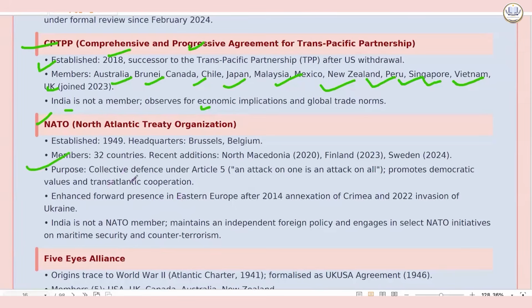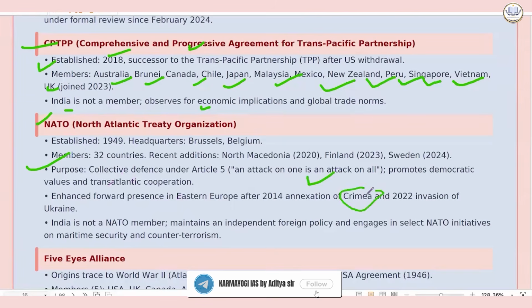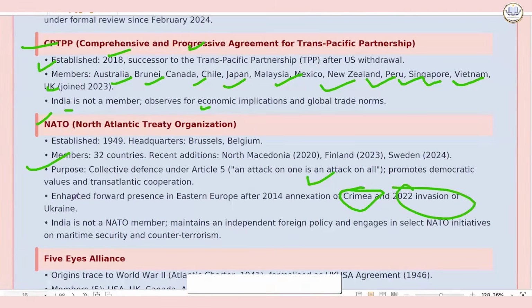Purpose is collective defense under Article 5. An attack on one is an attack on all. This is the most important part. It promotes democratic values and transatlantic cooperation. Enhanced forward presence in Eastern Europe after the 2014 annexation of Crimea by Russia and the 2022 invasion of Ukraine.